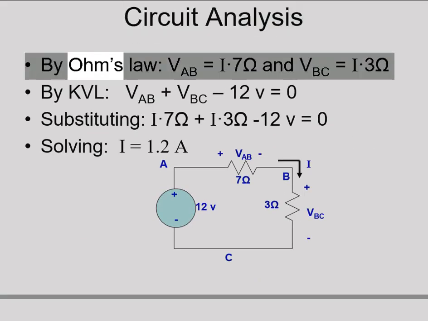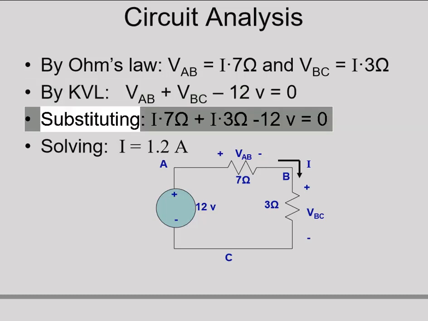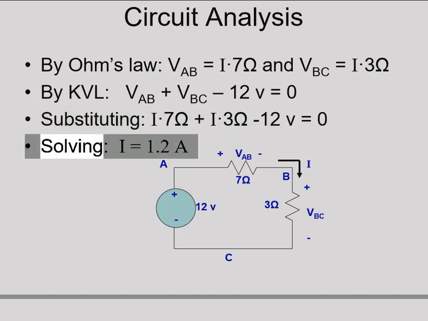Circuit analysis by Ohm's law. VAB equals I times 7 ohm and VBC equals I times 3 ohm. By KVL, VAB plus VBC minus 12V equals 0. Substituting, I times 7 ohm plus I times 3 ohm minus 12V equals 0. Solving, I equals 1.2A.